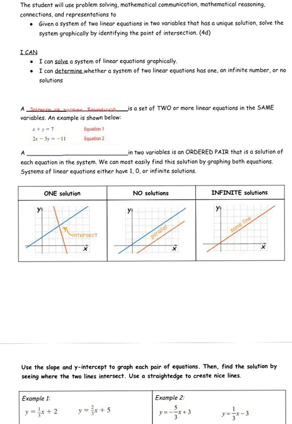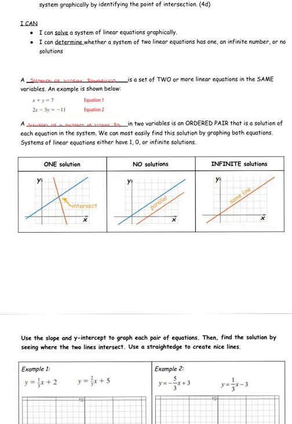All right. A solution of a system of linear equations in two variables is an ordered pair that is a solution of each equation in the system. We can most easily find the solution by graphing both equations. Systems of linear equations either have one, infinite, or no solution. So again, going back to when we talked about multi-step equations, having one solution, no solution, infinite number of solutions. This is what it looks like on the graph.